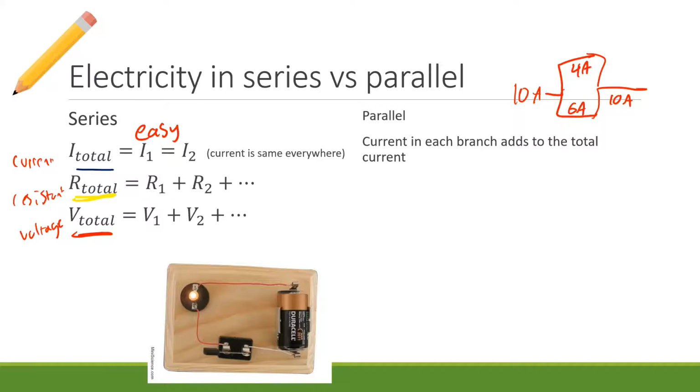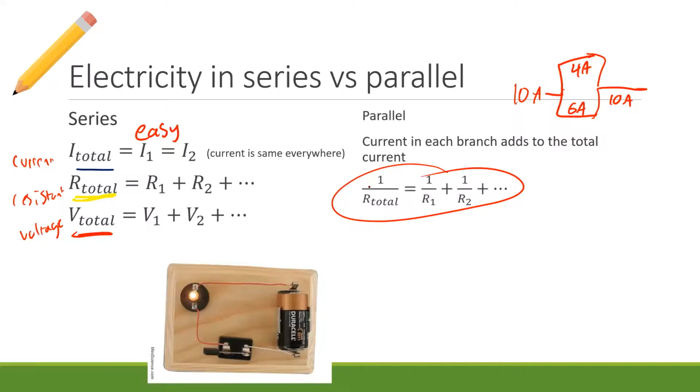Now resistance is hard. Resistance looks like this. The total resistance is equal to the reciprocal of the total. Let me say this correctly. The reciprocal of the total resistance is equal to the sum of the reciprocals of each resistor. This formula here, I'm going to show you a specific example. So don't stress too much about it, but this is how you calculate the total resistance.